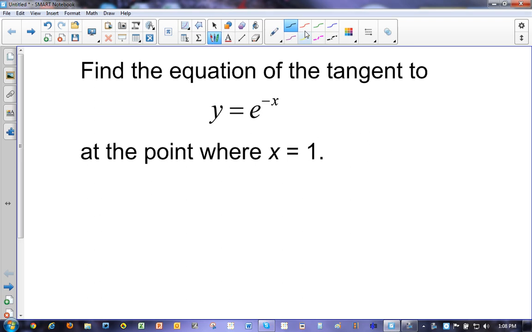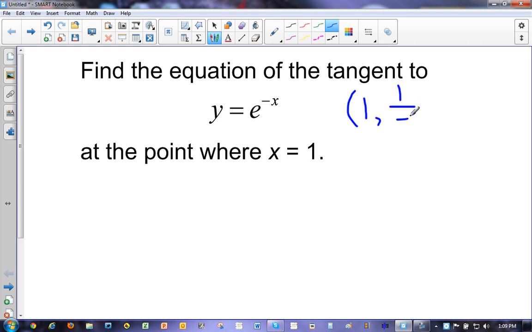The first thing I'm going to do is figure out what the y coordinate is of that point. I know the x coordinate is 1. So the y coordinate is going to be e to the negative 1, which would be 1 over e. All right? So that's my point. Then to figure out the slope of the tangent line at that point, I'm going to find the derivative.